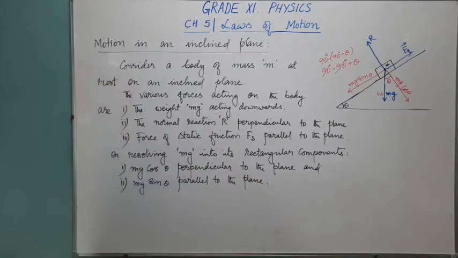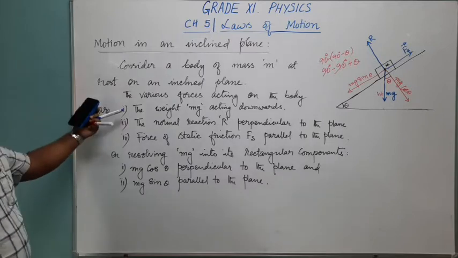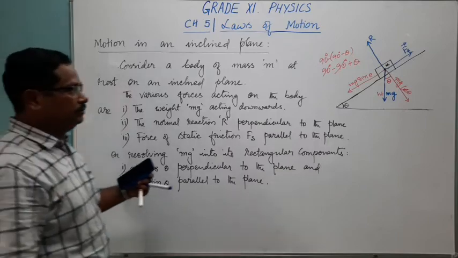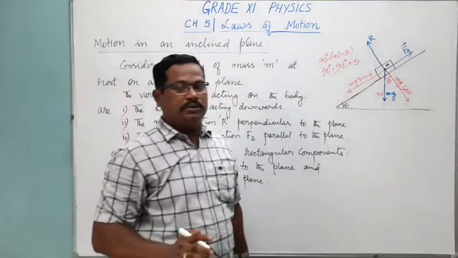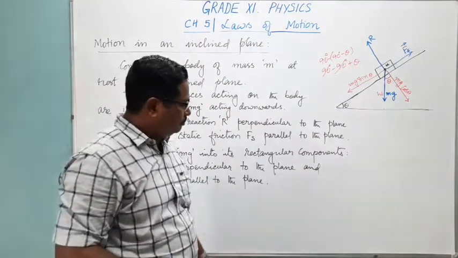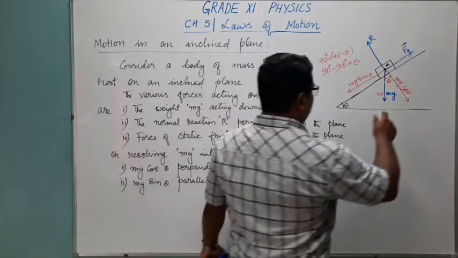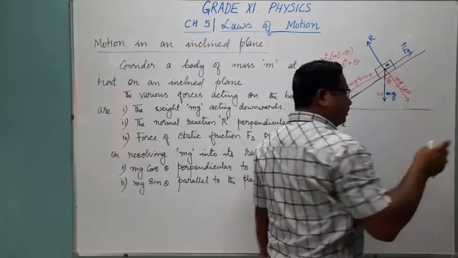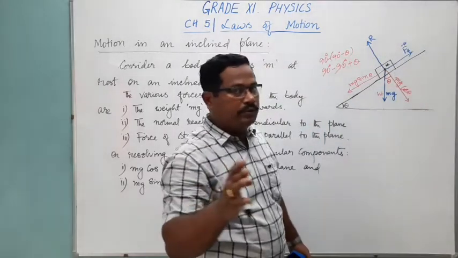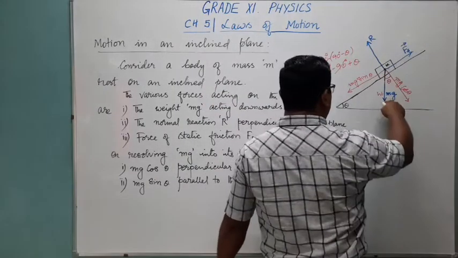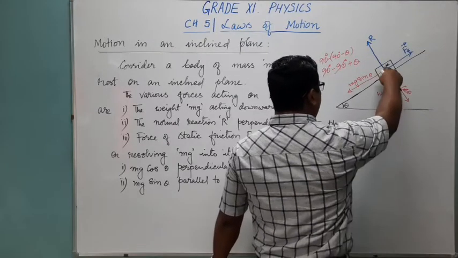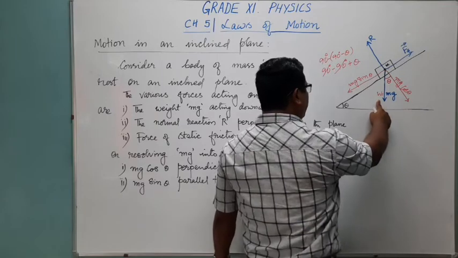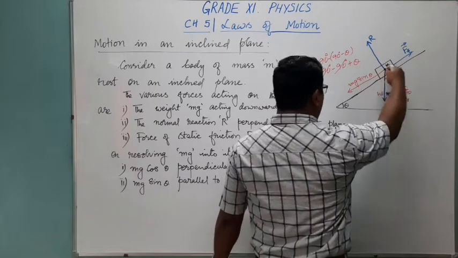First of all, we have to know the various forces acting on the body. Then we have to know how to resolve, which part to resolve, and why we have resolved. That is also very, very important, because this one is perpendicular to the plane, this is parallel to the plane. Perpendicular and parallel you don't have to resolve. What you have to resolve is the one which is neither parallel nor perpendicular to the plane. So mg, that weight, is neither parallel nor perpendicular to the plane, so we have resolved it, one perpendicular and one parallel.